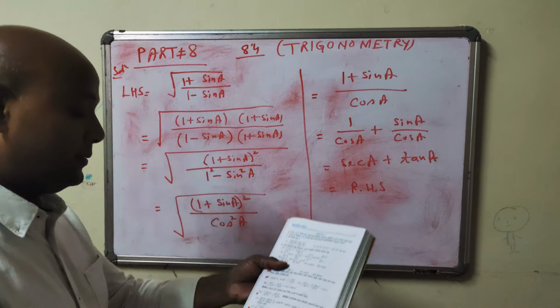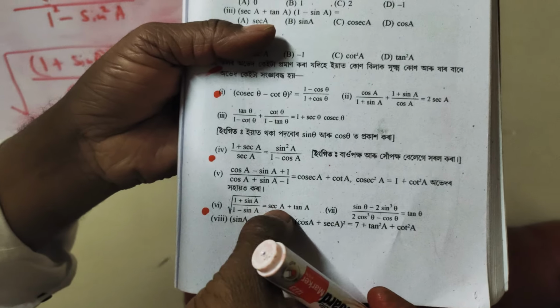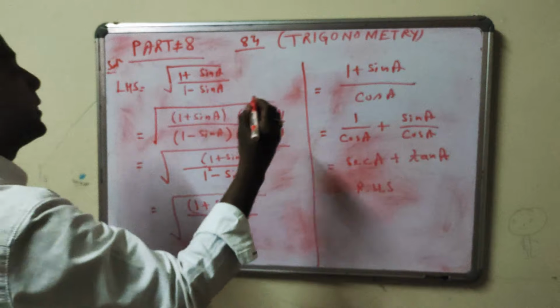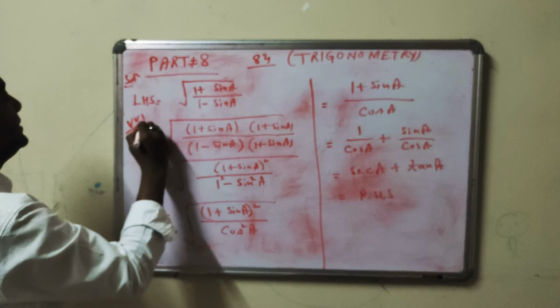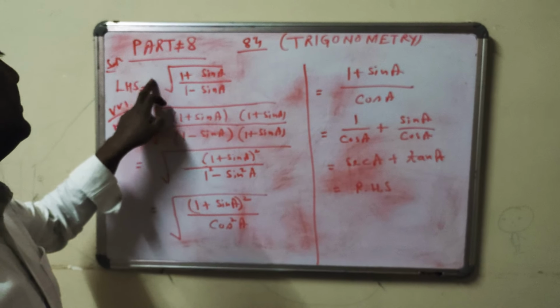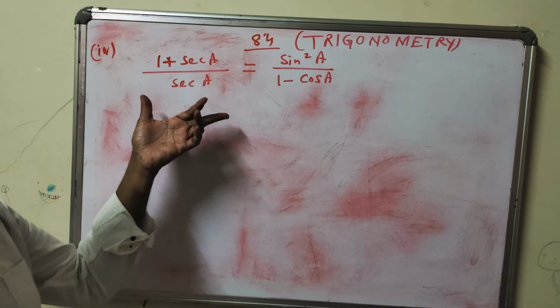See, this is sec A plus tan A, the right hand side. It's very important for the SLC exam. Very important for the SLC exam. Yesterday's sum and this sum are very important. Now you see, this is very important.